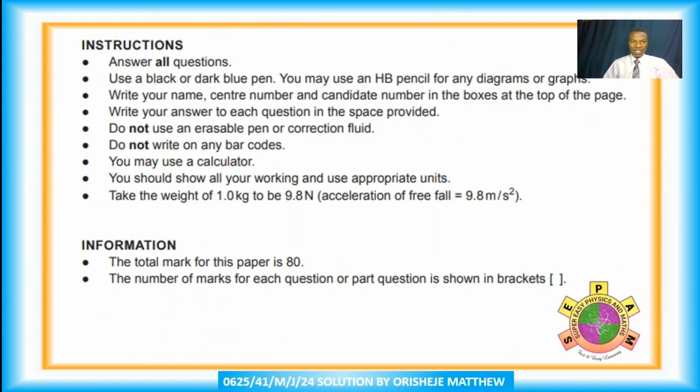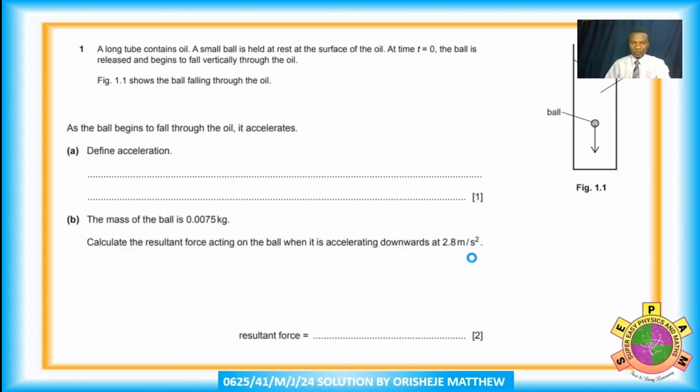You are expected to answer all the questions, and in this particular examination, the total mark is 80. And the major constant that you need to use throughout this exam, which is acceleration of free fall, is 9.8 meter per second square. So this is the value you are using, not 10. Take note. All right, so let's look at question 1.